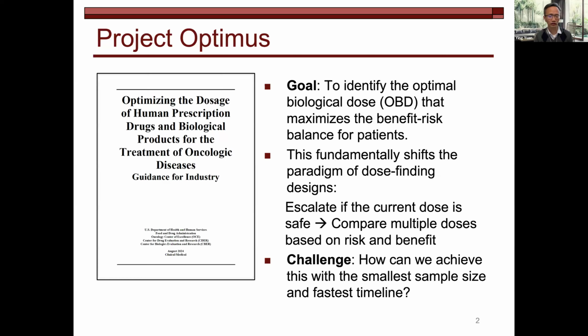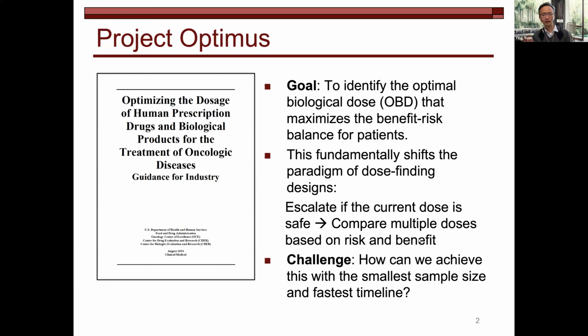balance for patient. And this change in goal has also fundamentally shifted the paradigm of dose finding design. So in the conventional paradigm, more is better. So therefore, as long as the current dose is safe, no matter what kind of design you use, 3+3 or model-based CRM or model-assist design, the decision is going to be escalate dose because you want to reach as high as you can. But under Project Optimus, when our goal is to identify the OBD, we cannot do that, right? Because we're trying to identify the best one, balance risk and the benefit.